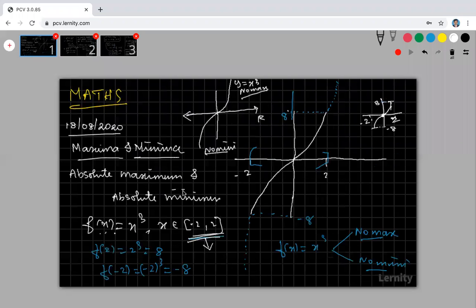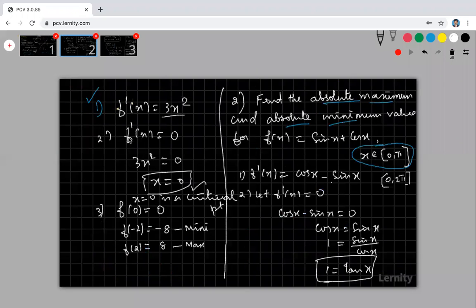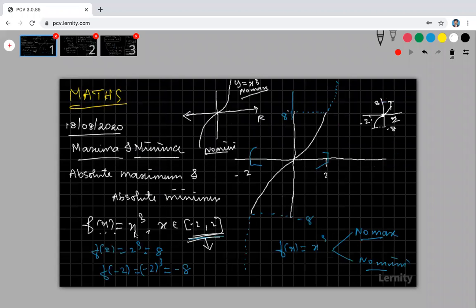But here, look at that, some particular interval is given. In this particular interval, what is the maximum and what is the minimum? That is called absolute maximum and absolute minimum. For that, you have to follow 3 steps. One is f dash of x. Another is take f dash of x equal to 0 and find the x value. Another is apply this critical point and the endpoints of this interval in your f of x.